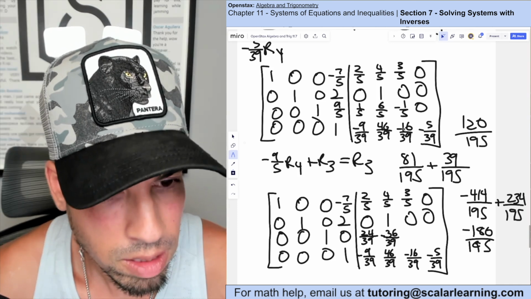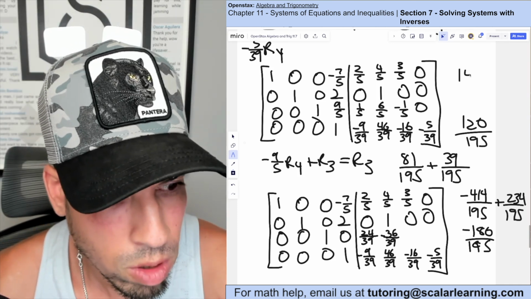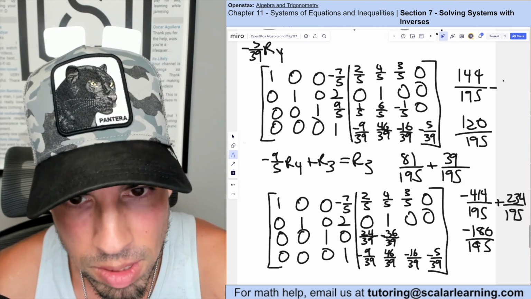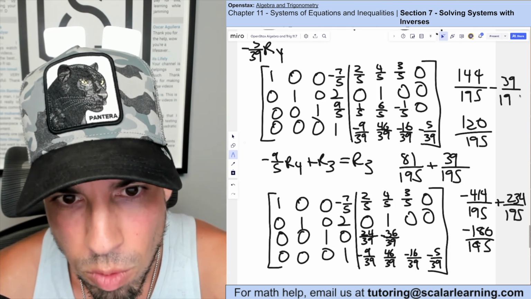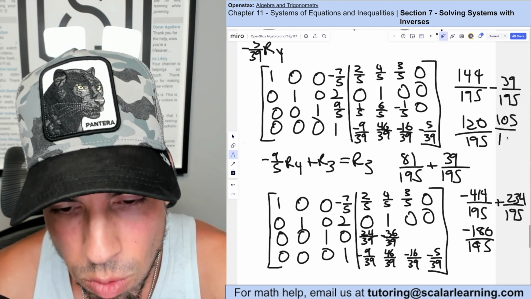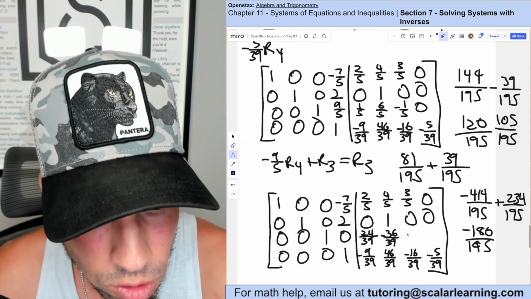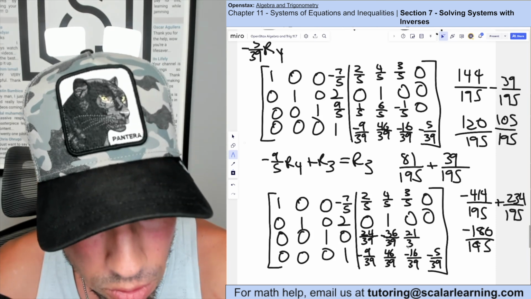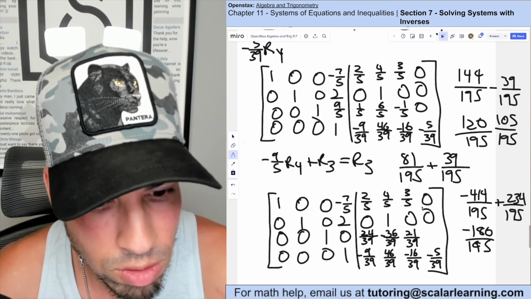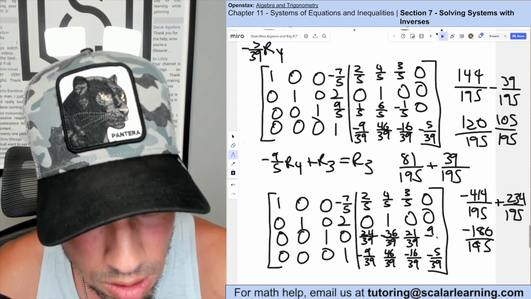Then we're multiplying this times this, which is positive 144 over 195, plus negative 1/5, which is the same as negative 39 over 195. You subtract those two, you get 105 over 195. Divide top and bottom by 5, and you get 21 over 39. Last but not least, this times that. The 5's cancel out, so do the negatives. We get 9 over 39 plus 0 is 9 over 39.